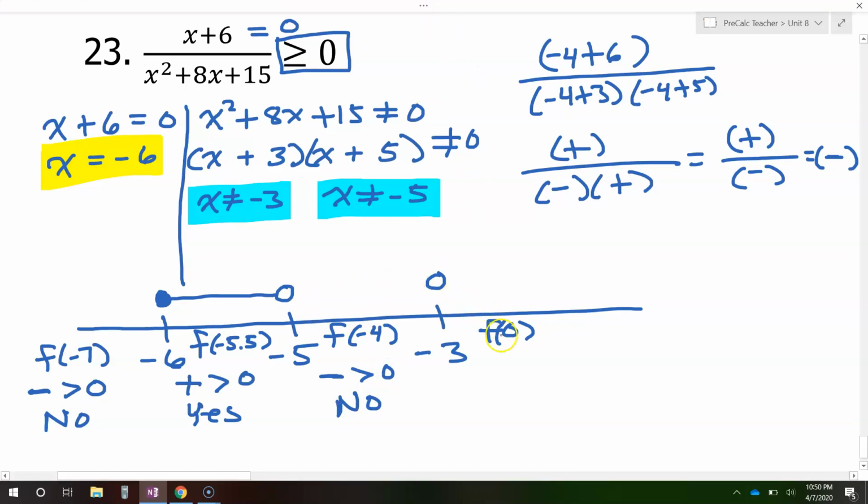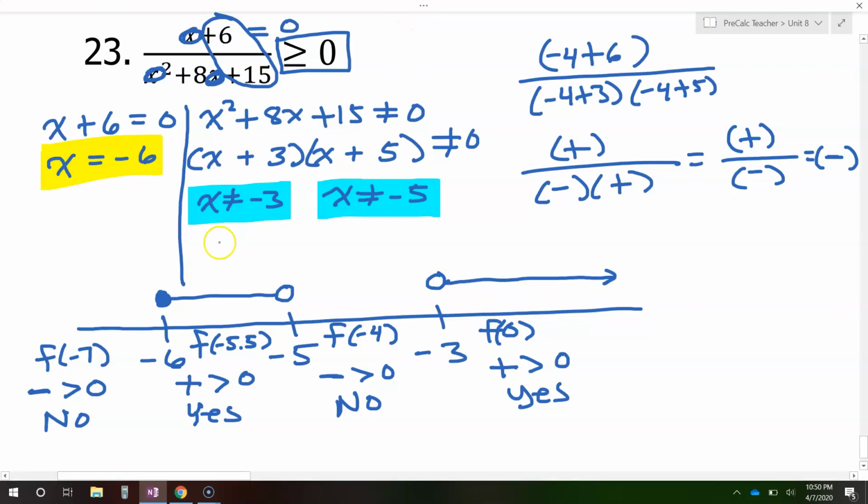And last but not least is the 0. I don't need to do this. I can just put the 0 right here. So 0 here, 0 there, 0 there. Okay, that's going to wipe out everything except for this. Positive 6, positive 15. That is a positive number. So will a positive number be greater than 0? Yes, it is. So that means we will have solutions in this interval as well.